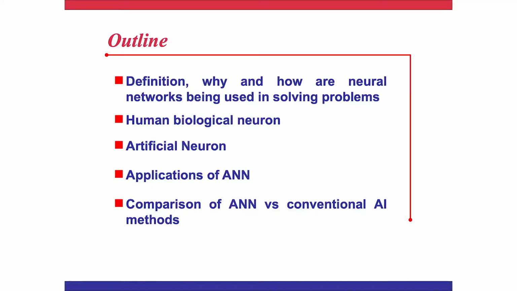So today's topic is an introduction to artificial neural networks, commonly known as ANN. We will try to give the definitions of neural networks and their fundamental components. We will also say something on biological neurons, and then we will move on to the architecture of the ANN, the applications, and the comparisons of ANN with the conventional AI methods.